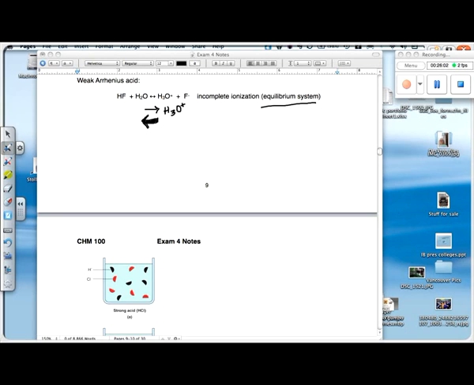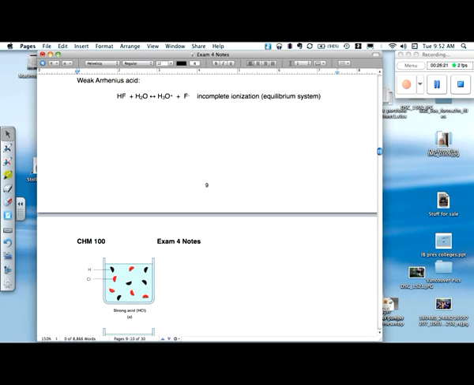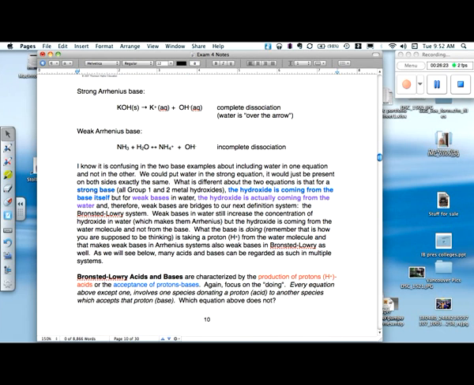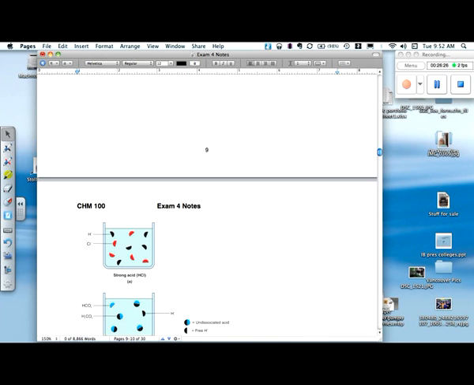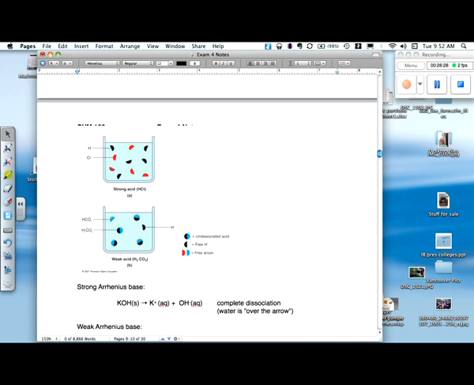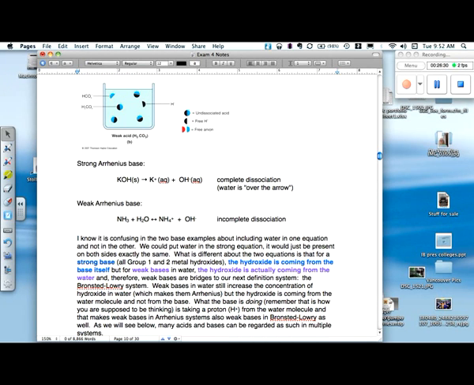But this equilibrium system implies a forward and a reverse reaction. For many of the weak acids, it's the reverse that is dominating. You only produce very few, and then some of those products recombine to produce reactants again. All right? Now, so that's your strong versus weak Arrhenius acids.